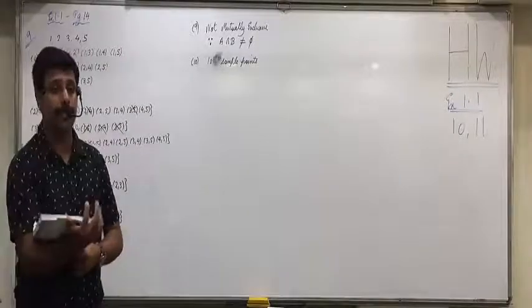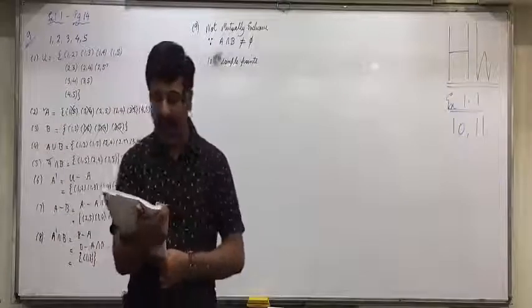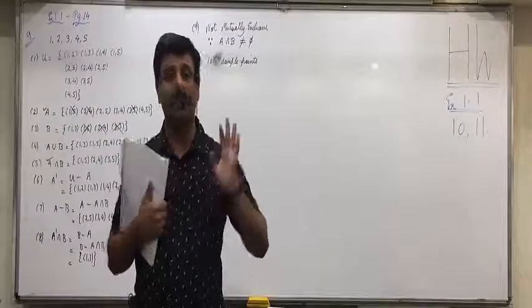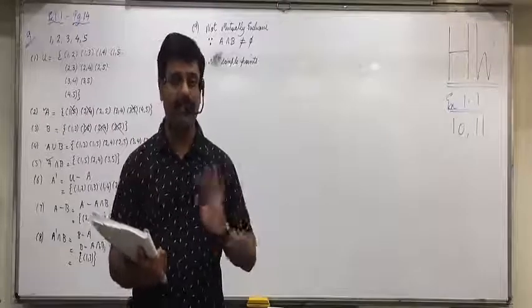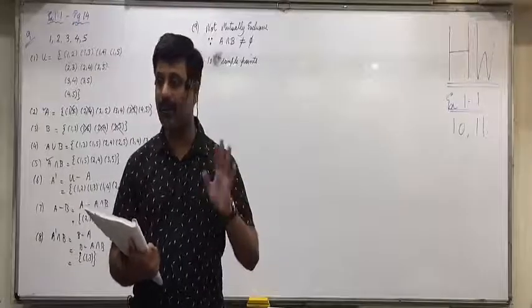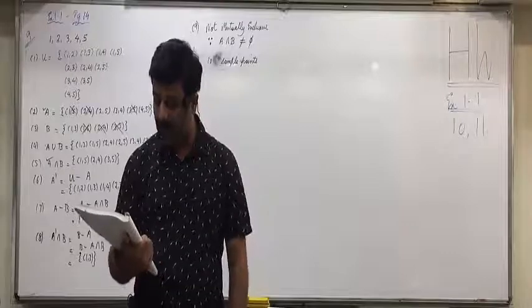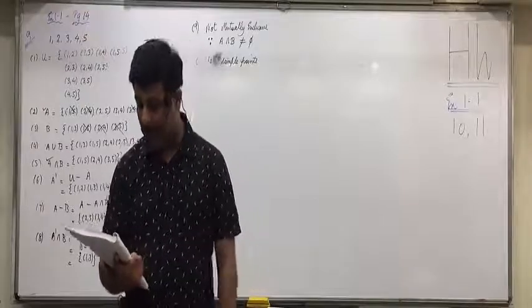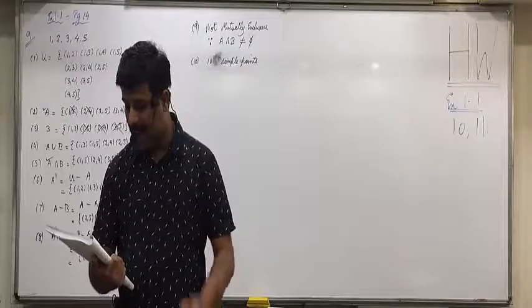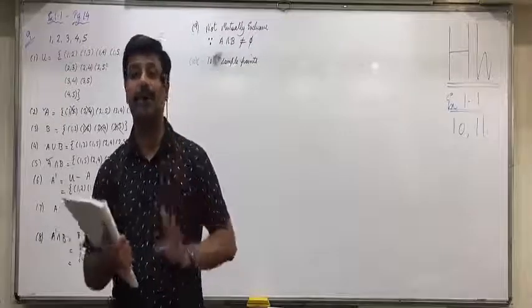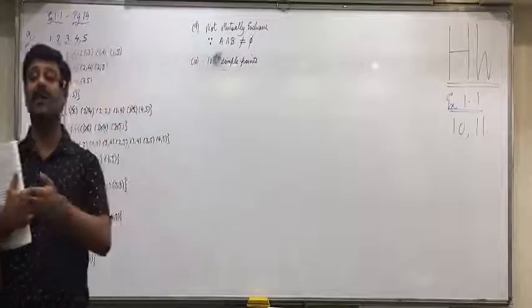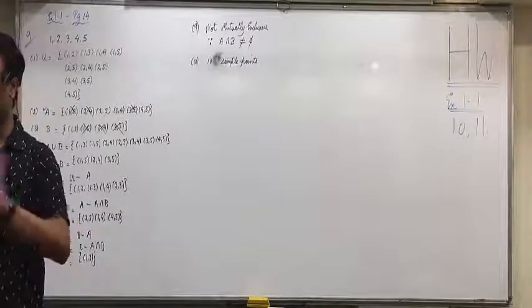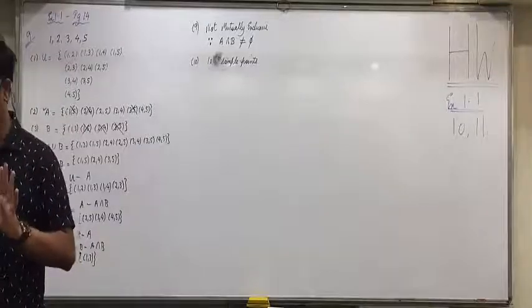Question 10. 3 female employees, you'll number them F1, F2, F3, and 2 male employees M1, M2 are working in an office. 1 employee is selected. So this itself is your sample space: F1, F2, F3, M1, M2, 5 outcomes.